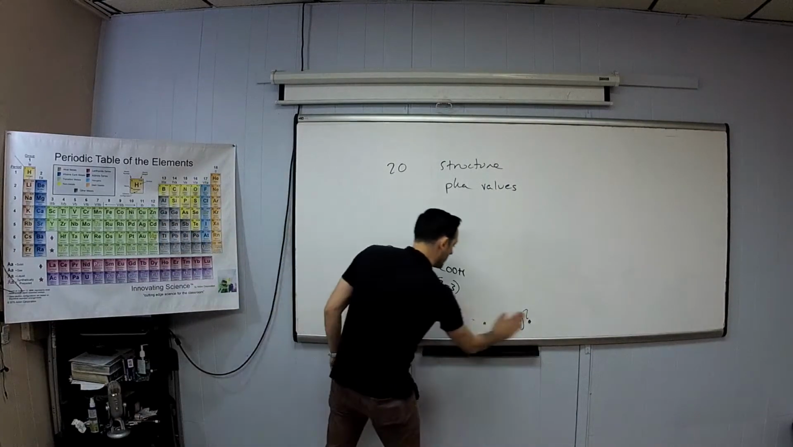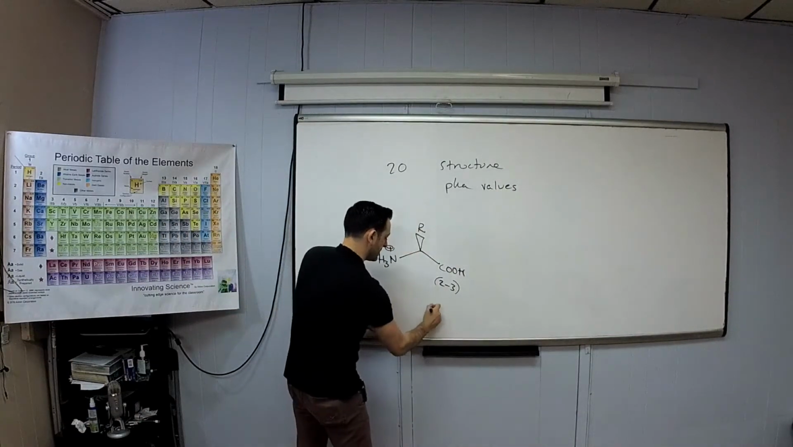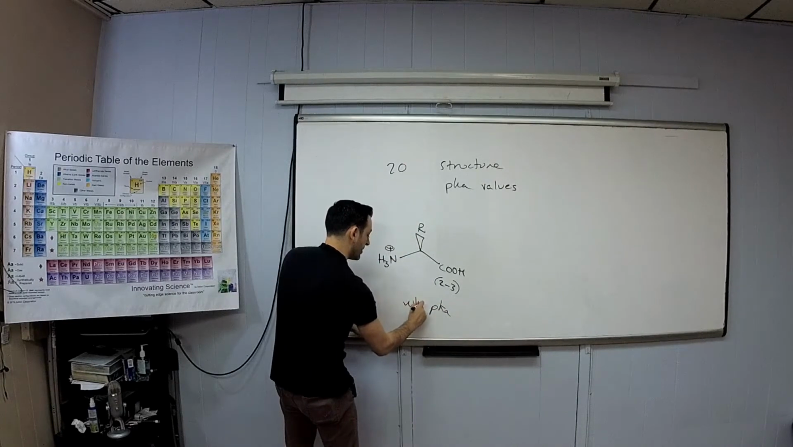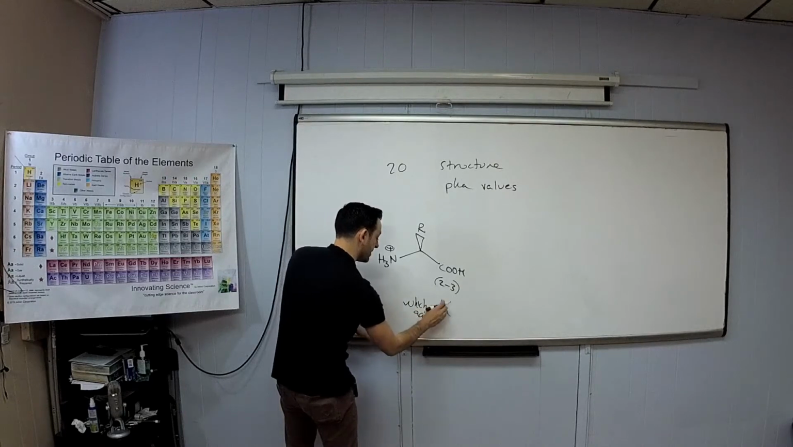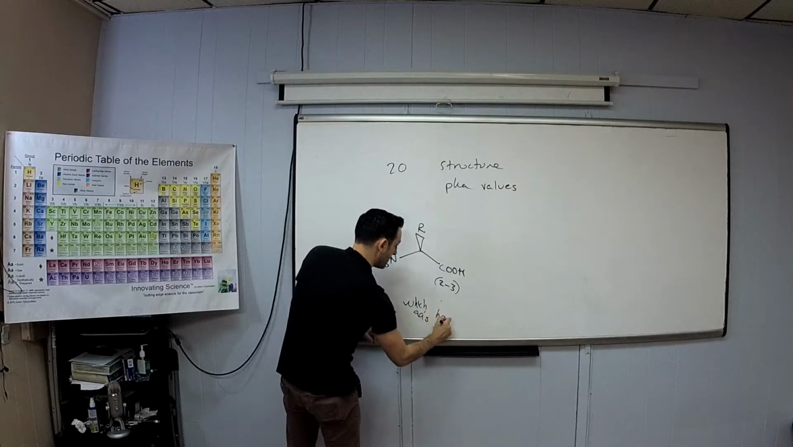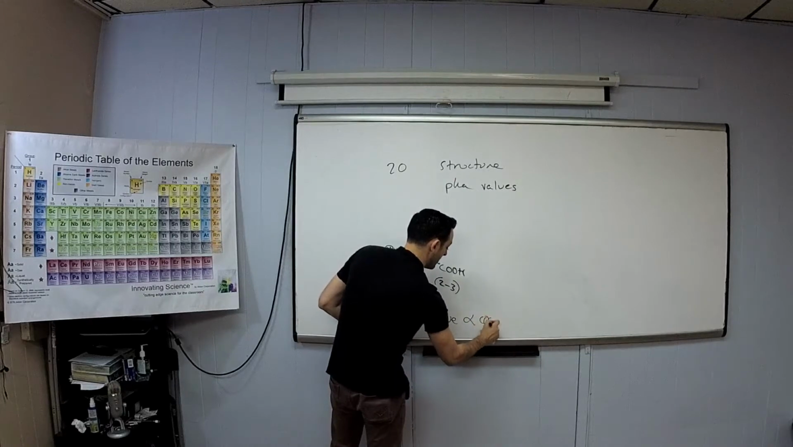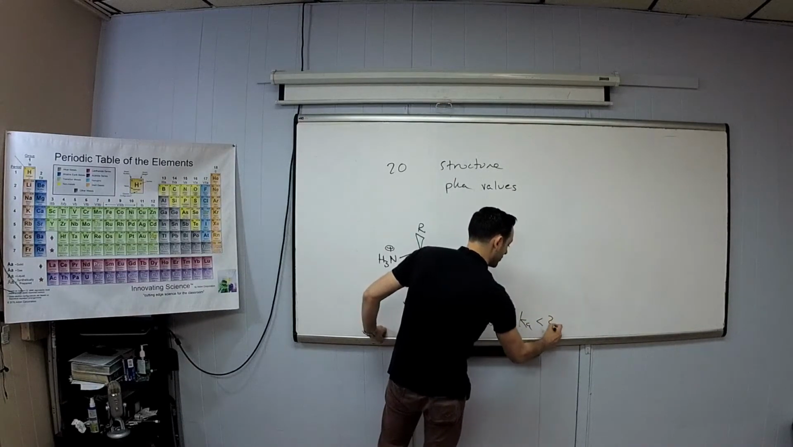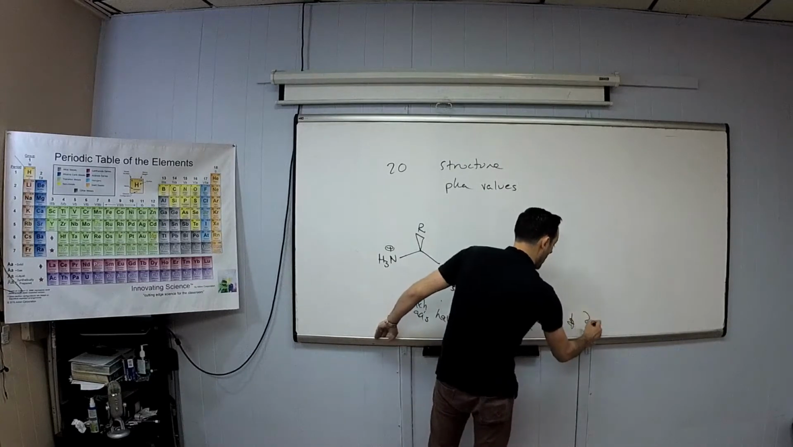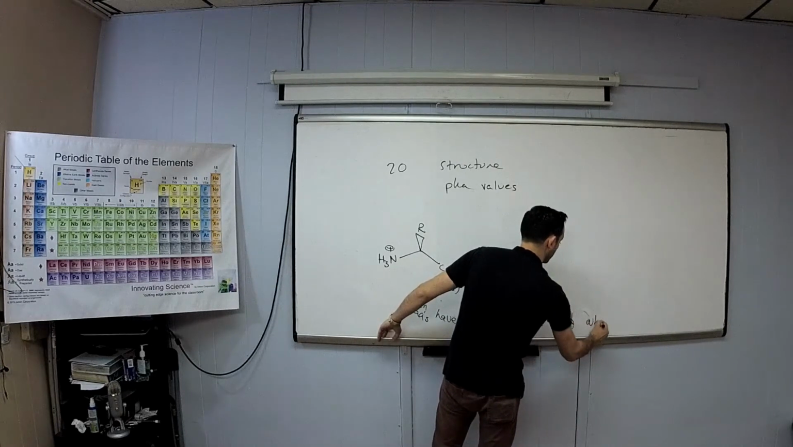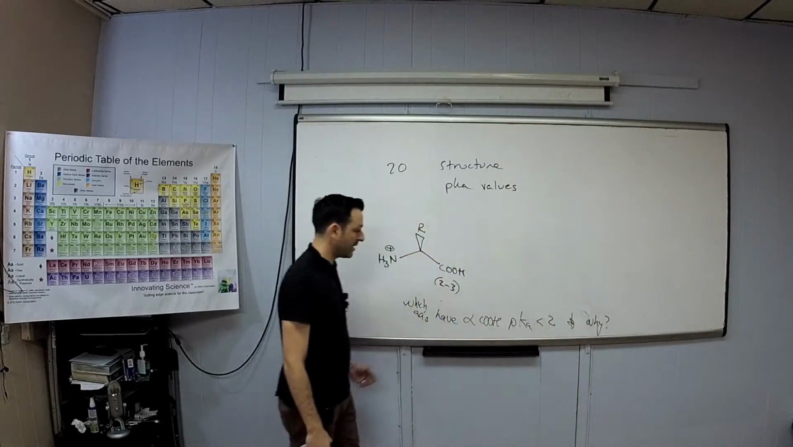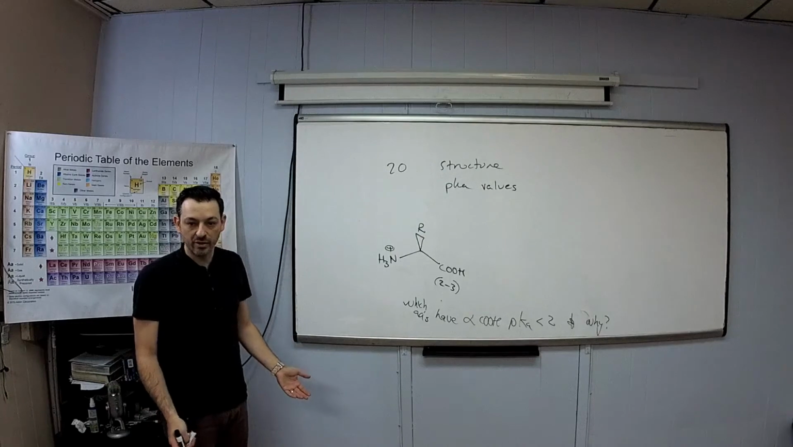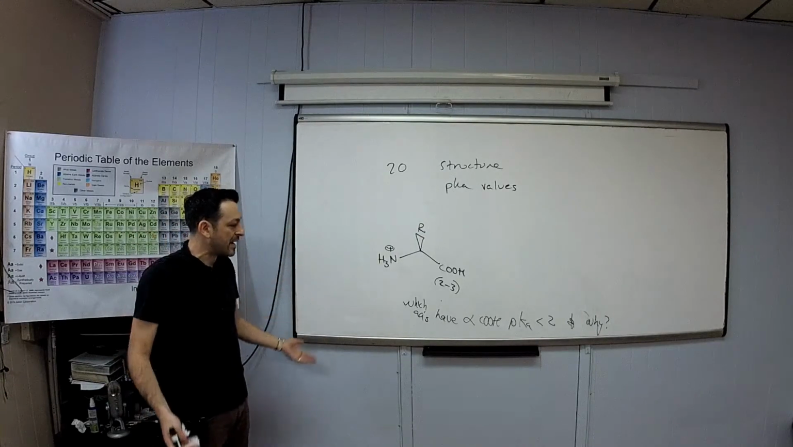Any idea what I'm talking about? Which amino acids have an alpha COOH pKa less than 2, and why? And again, here's a moment where we're going to start abandoning organic chemistry and thinking it's just some kind of supernatural phenomenon.